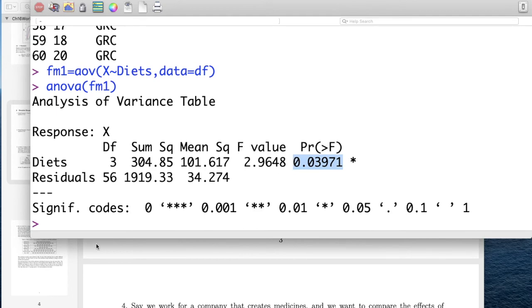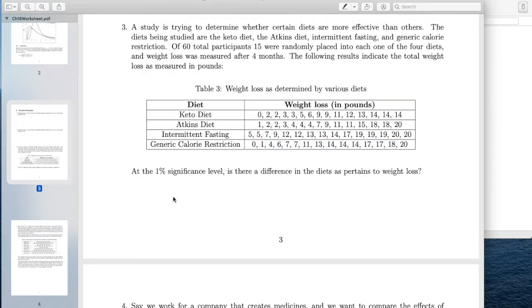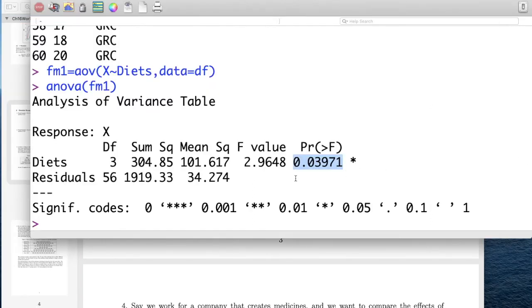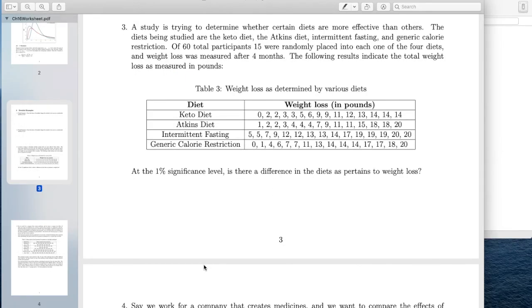And so the question, if we go back, was at the 1% significance level, is there a difference in the diets as pertains to weight loss? And the answer is no, because our p-value is larger than 0.01. So in this case, there is no effect. We do not reject the null hypothesis. In other words, all of these diets are the same according to the data at the 1% significance level.